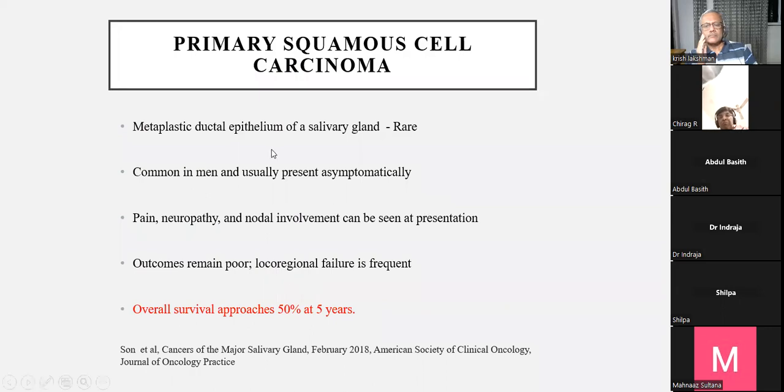Primary squamous cell carcinoma arises from the metaplastic ductal epithelium of the salivary gland. It is rare, most commonly seen in men, and most patients present with pain and nodal involvement at the time of presentation. The outcomes are poor, with an overall survival rate of about 50% at the end of 5 years.